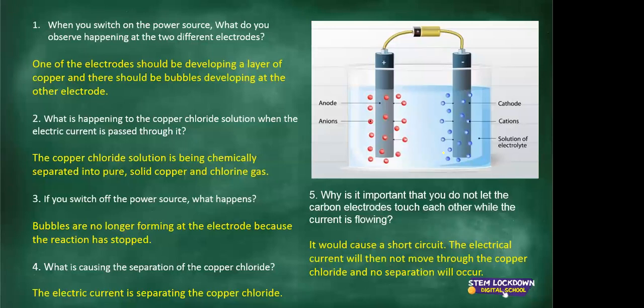So what is happening to the chloride solution when the electric current is passed through it? Now that we've attached this battery to it, the copper chloride solution is being chemically separated into pure solid copper and chlorine gas.